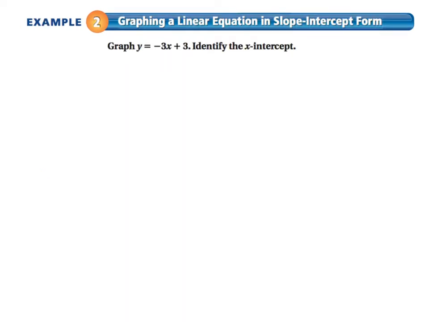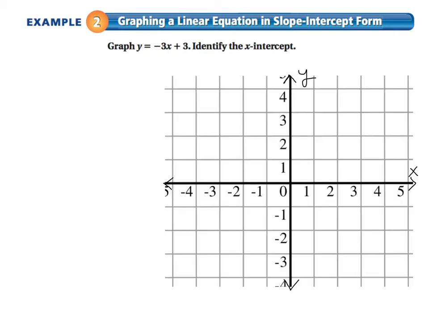Example number 2. We're going to graph using slope and y-intercept. So in example 2, we have the equation y equals negative 3x plus 3. And it says to identify the x-intercept. So first thing we're going to do is just graph using slope and y-intercept. First question to ask yourself, is the equation solved for y? Yes, it is in slope-intercept form. So step 1, here's how you graph using slope and y-intercept. The slope in this case is negative 3. The y-intercept is 3. So what does that tell us?